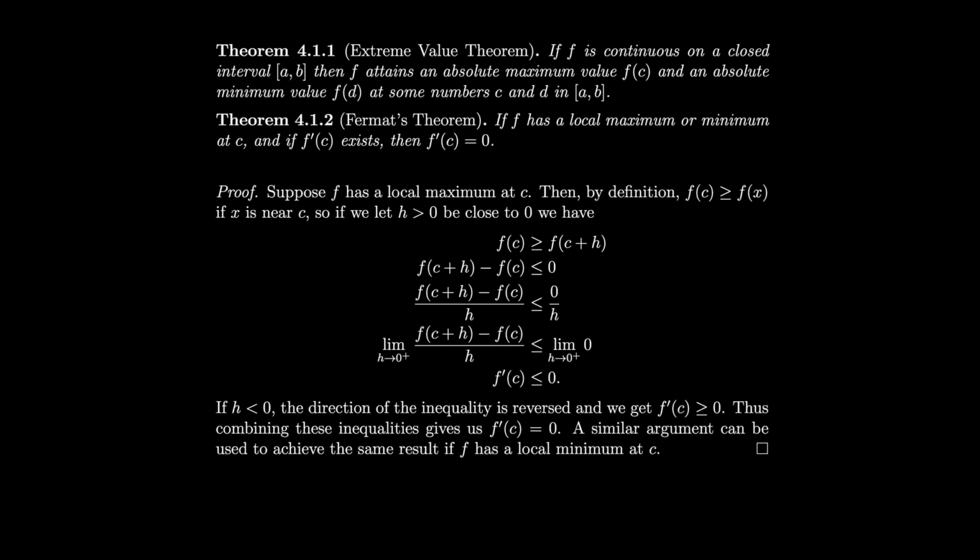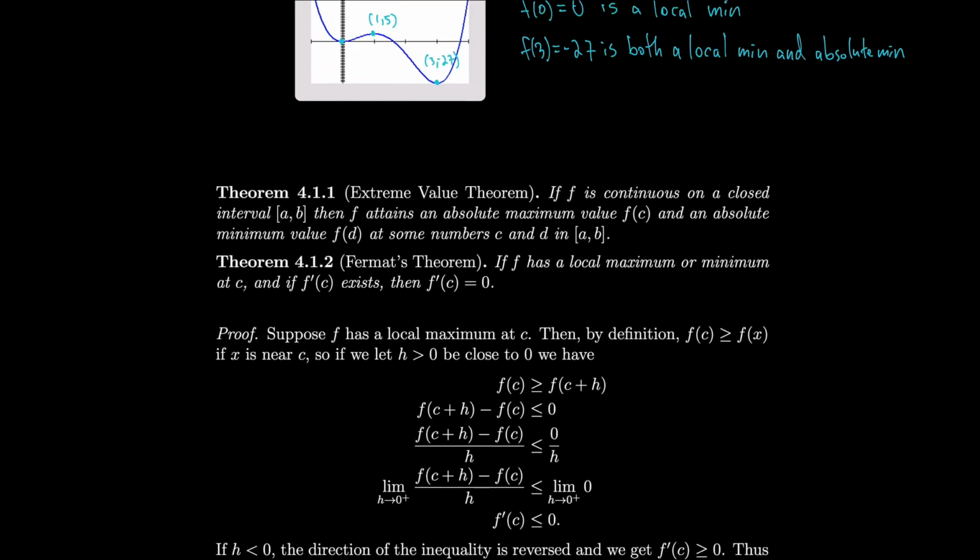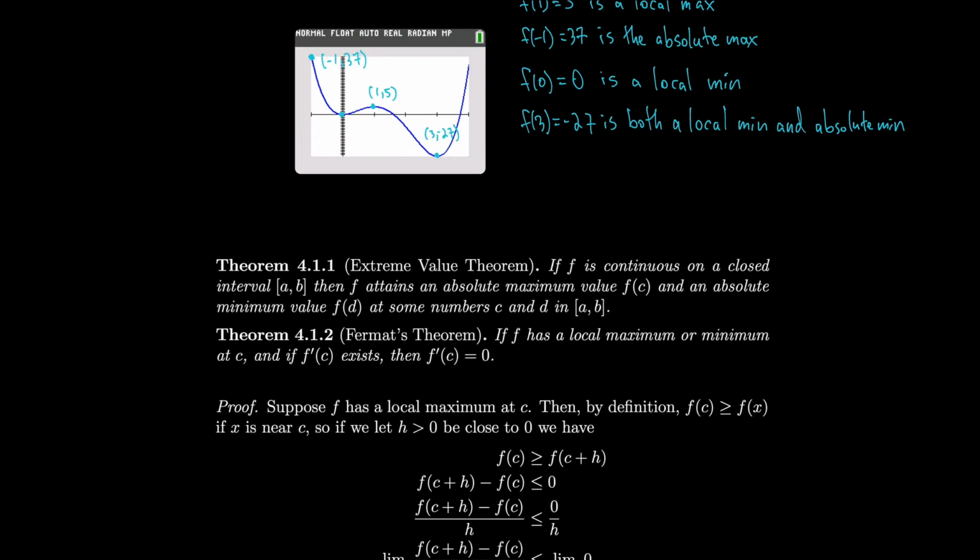Our next theorem is the extreme value theorem, which says that if f is continuous on a closed interval [a, b], then f attains an absolute maximum and an absolute minimum at some numbers inside of that interval. So notice this should make sense just by our previous example. We closed this, which is why we got this maximum value over here.